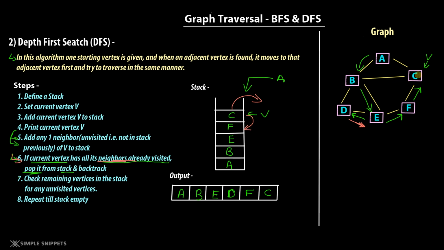So where did you come from to C? You came from F. So you'll go back. So you remove this from the stack. Then the current node V is going to be F. For F, all the nodes have been visited. So you'll pop it back again. So F will be popped out. And then the top of the stack is going to be E. For E also, all the nodes have been visited.